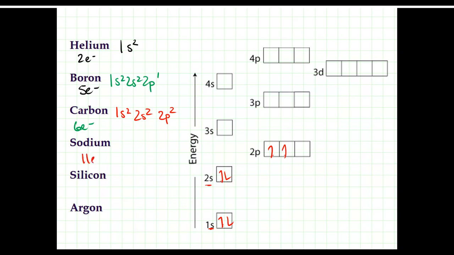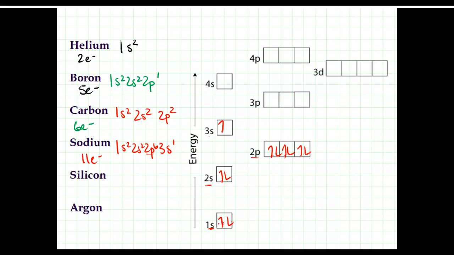Sodium has 11 electrons. I'm not going to erase, I'm just going to add on. So we've got 11 electrons, 1, 2, 3, 4, 5, 6, 7, 8, 9, 10, 11. And so sodium's electron configuration is going to be 1s2, 2s2, 2p6, 3s1, because there's 1, 2 in the 1s, 1, 2 in the 2s, 2, 4, 6, 6 in the 2p, 2p6, 1 electron in the 3s orbital, 3s1.